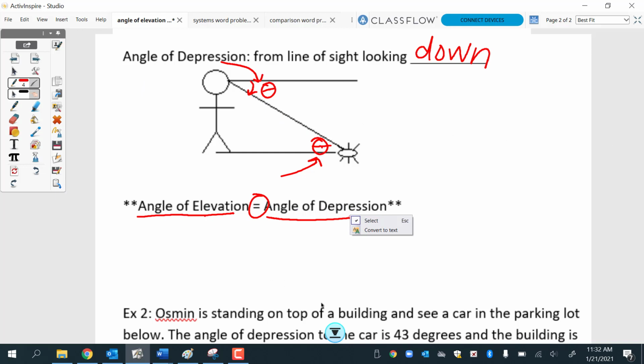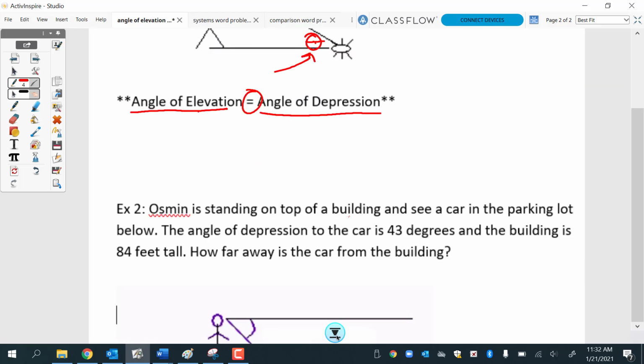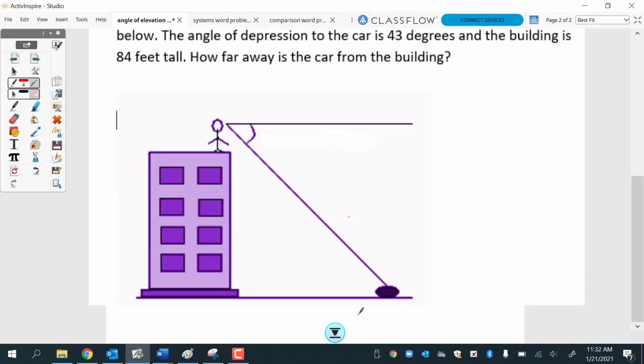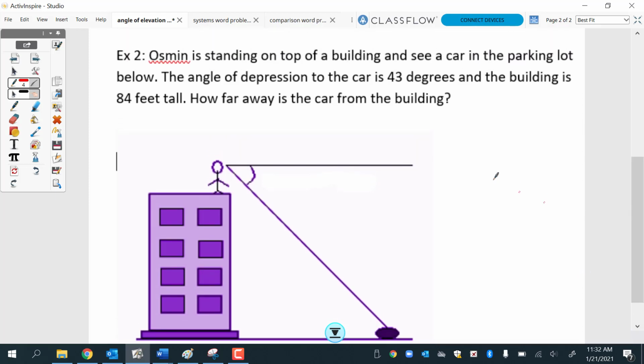Okay. So let's look at this question. Osmond is standing on top of a building and sees a car in the parking lot below. So here's Osmond, here's the car. The angle of depression to the car is 43 degrees, and the building is 84 feet tall. How far away is the car from the building? So technically, Osmond's angle of depression out here is 43. But I know whether it says depression or elevation, I can still write it in the bottom. So I'm going to go ahead and put that 43 down there.